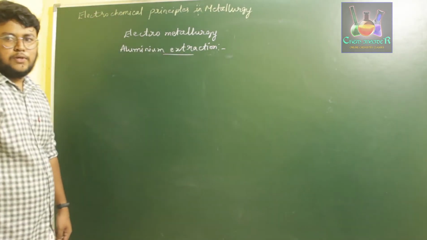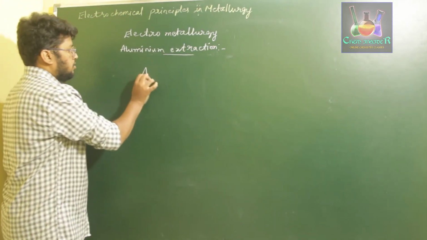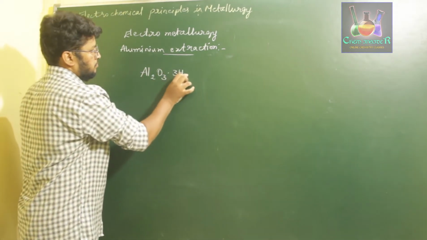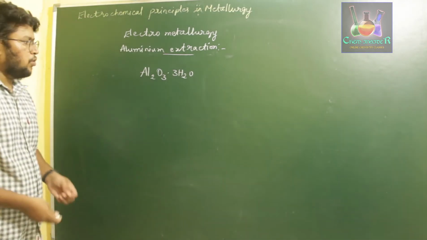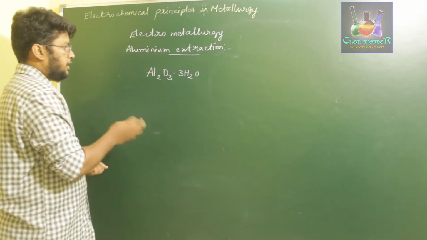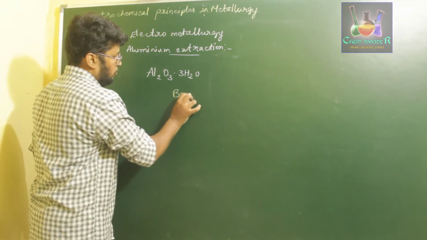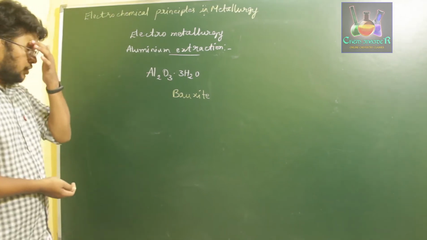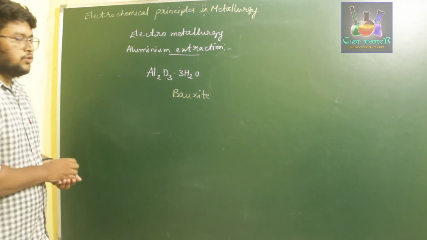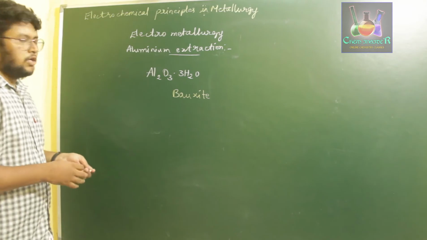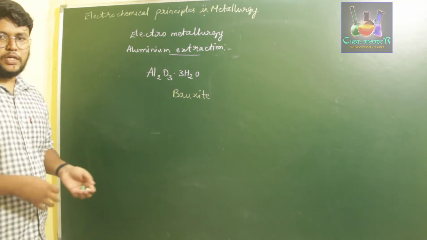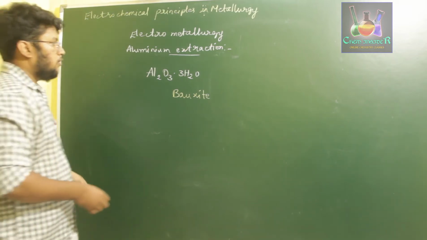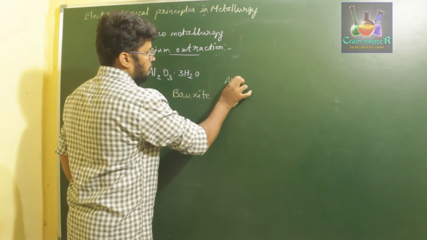For aluminium, we have aluminium in its oxidized state as Al2O3.3H2O. This is the bauxite ore formula. This Al2O3.3H2O is concentrated from the ore, and on calcination we get the form Al2O3.